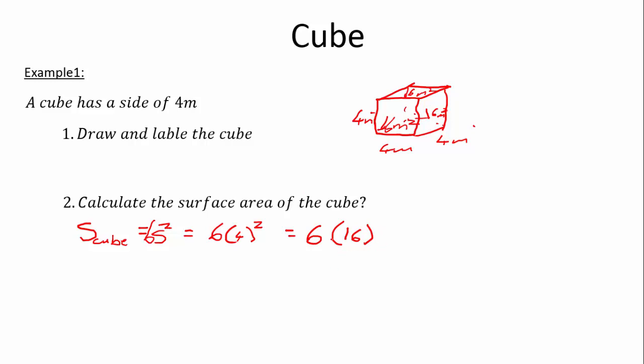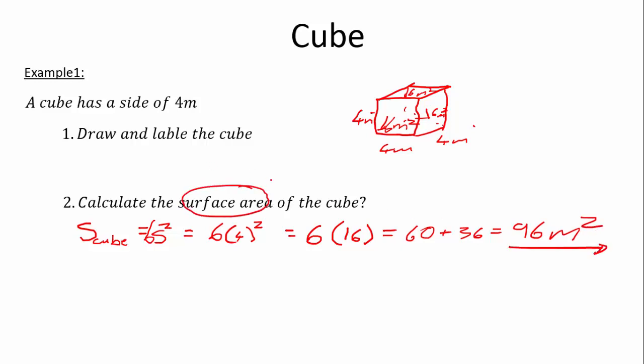Do your long multiplication if you need to, but it's essentially 6 times 10 is 60. 6 times 6 is 36. Add the two together and we get 96. Is that our answer? Meters squared. When we're talking about surface area, we mean squared units, so it's units squared that we have there.